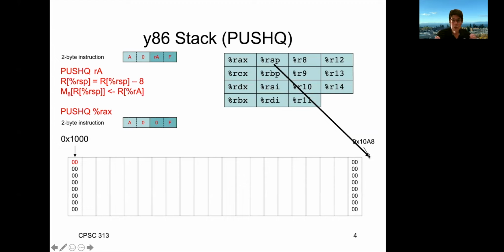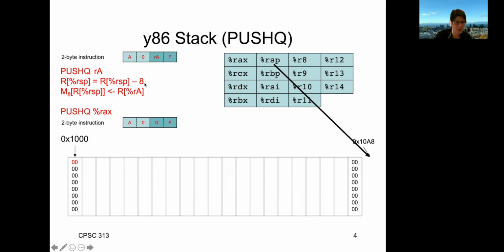pushq is a 2-byte instruction. Its opcode is A. There's no function. And it only takes one register, which is rA, the register whose contents we wish to place onto the stack. Or in other words, it's a register whose contents we're going to place into memory.